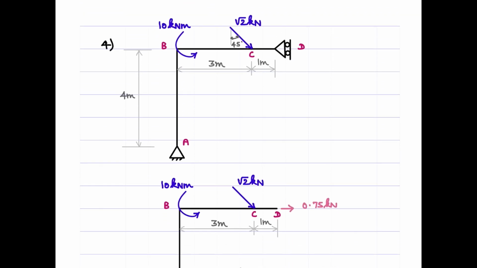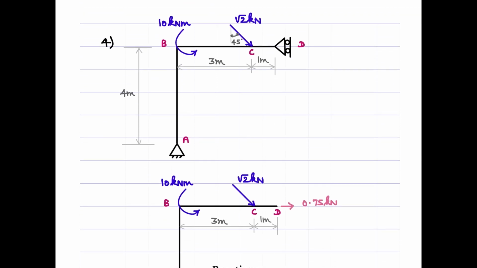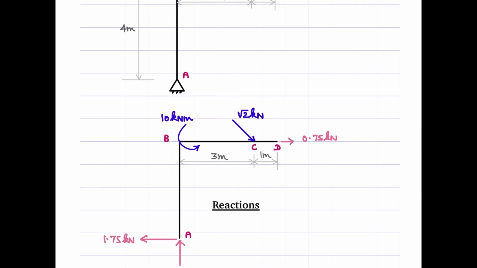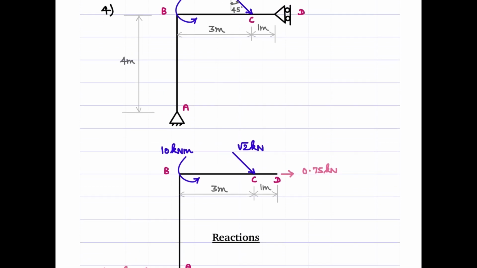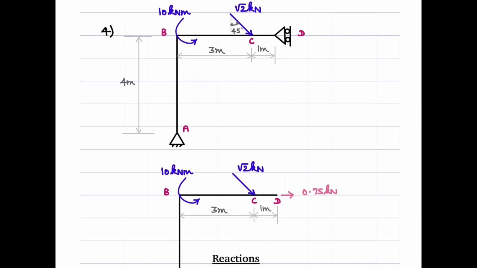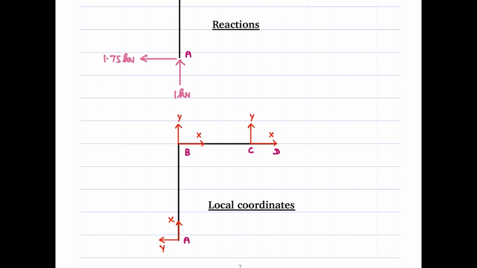Then the last problem is this. We have a concentrated moment acting at this joint B. That is what is typical in this problem. The first step is to determine the support reactions. This is a determinate problem, a determinate frame, so it's not that difficult.